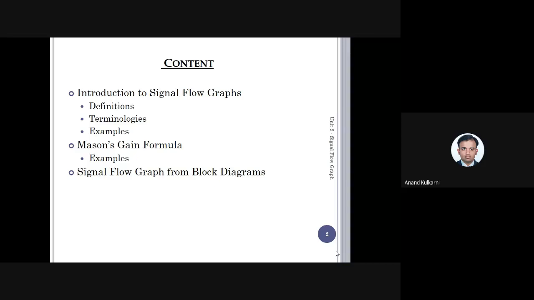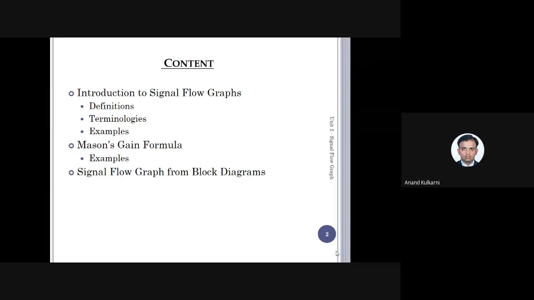But what is the signal flow graph? We are not talking about the system, I'm talking about the block diagram. From the system we have drawn the block diagram, and if you find it very difficult to solve the block diagram, then the next method is the signal flow graph, which will help us understand how to convert a block diagram into a signal flow graph and solve the problems. That is what is done here.